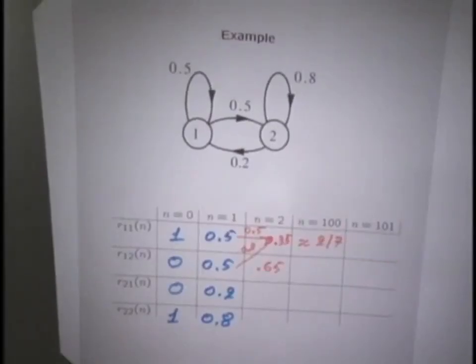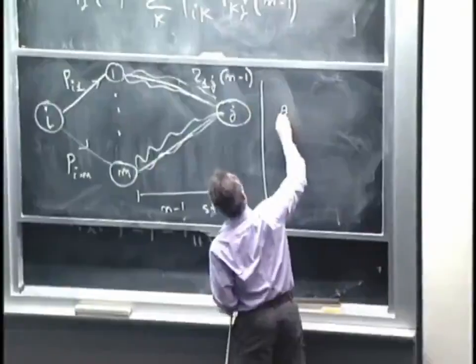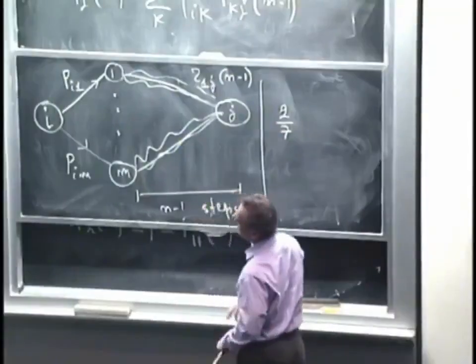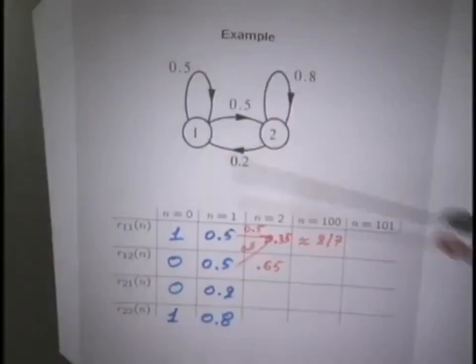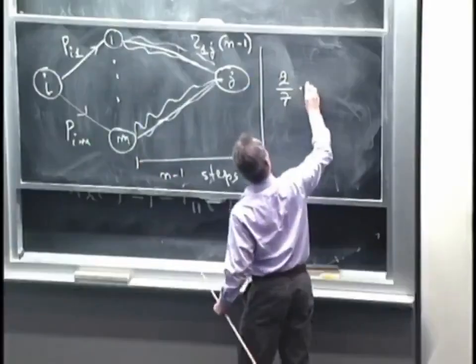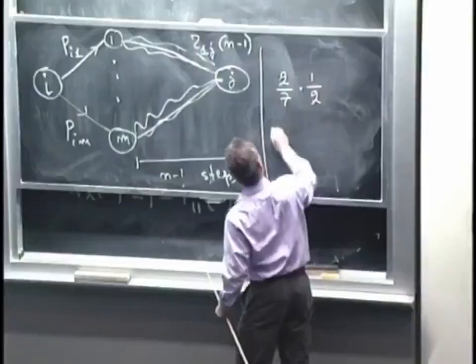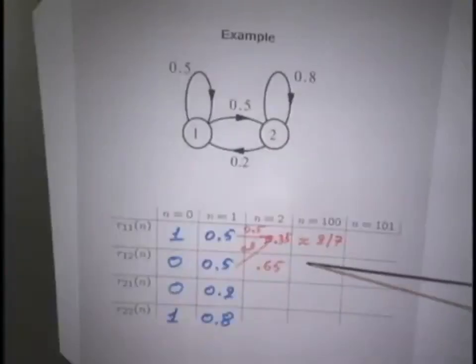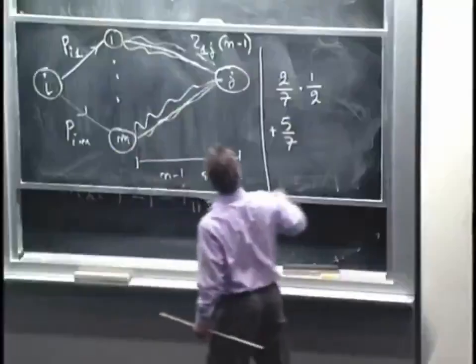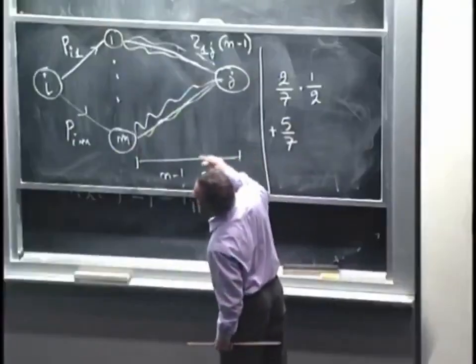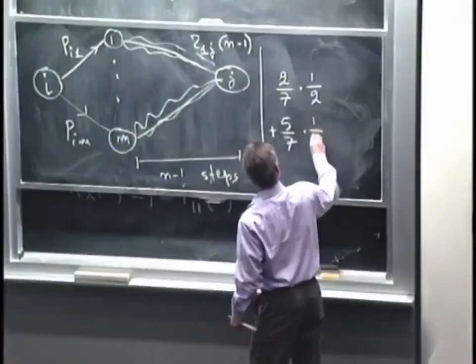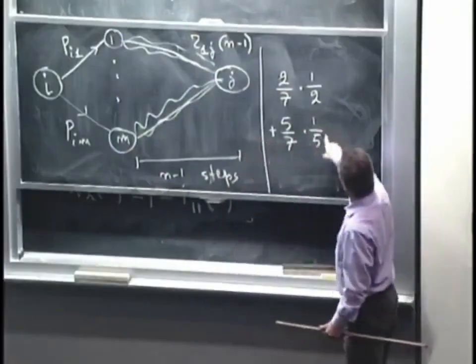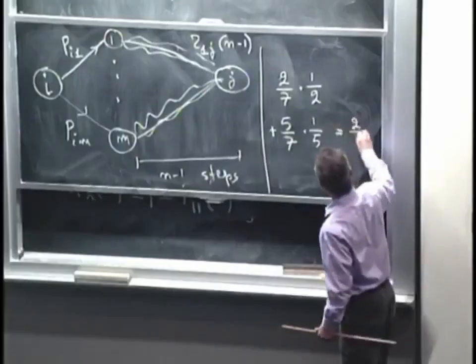The next number is going to be 2/7. That's the probability that I find myself at that state times 0.5, that the next transition takes me to state 1, plus 5/7, that would be the remaining probability that I find myself at state 2, times 1/5. And so that gives me, again, 2/7.